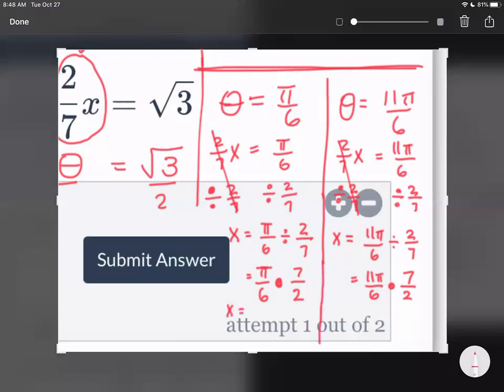So we have 7 times pi on the top. 7 pi over 6 times 2 is 12. And then here we have 7 times 11 pi. I'll just call it 77 pi over 6 times 2 is 12. So we got 7 pi over 12 and 77 pi over 12.